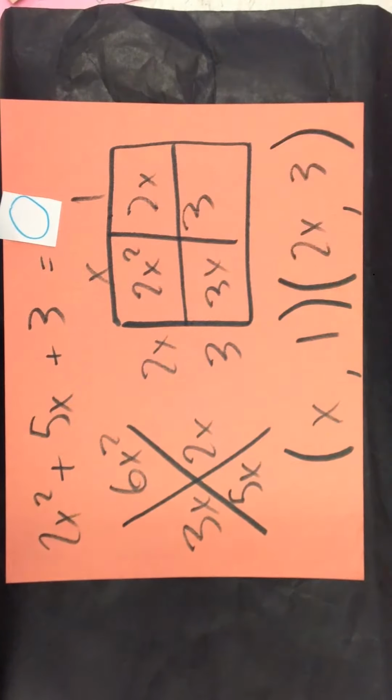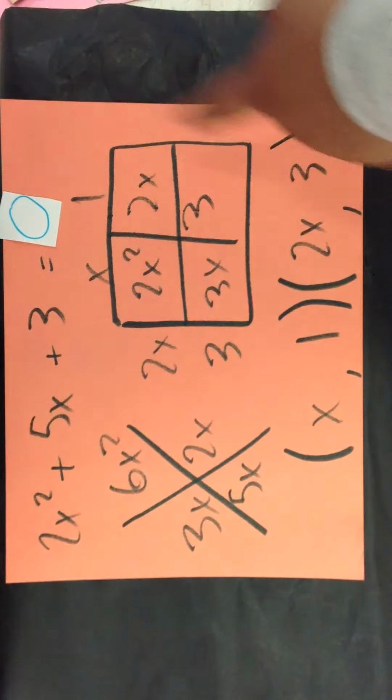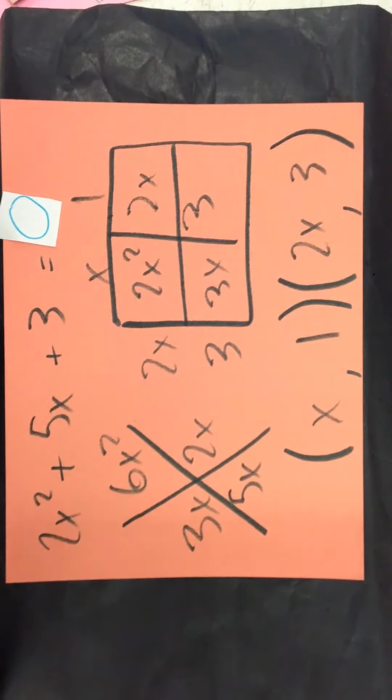You find what else they have in common. So they have x in common there. And then these, they have 1 in common. And you just take those down, and those are your solutions.